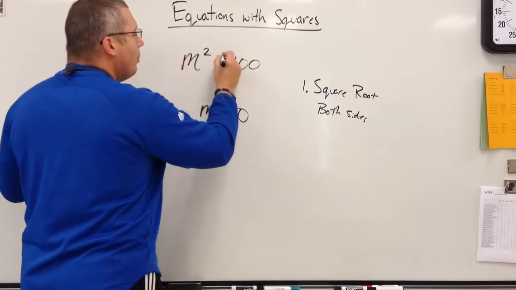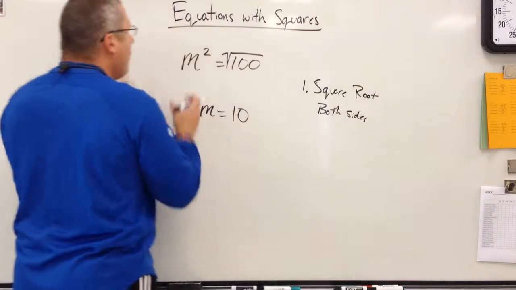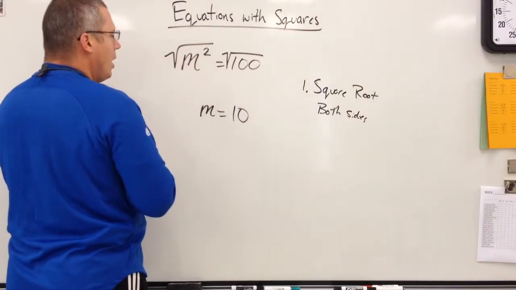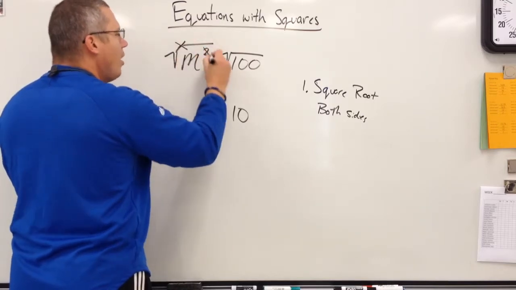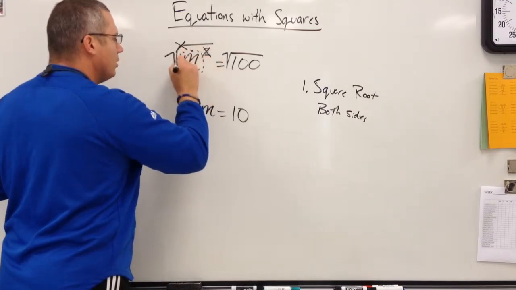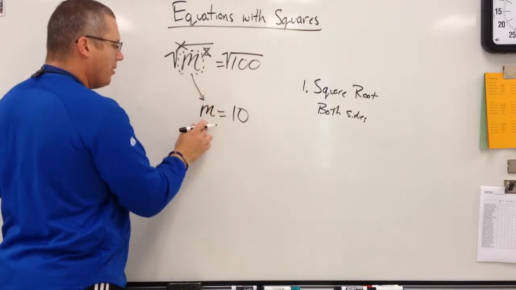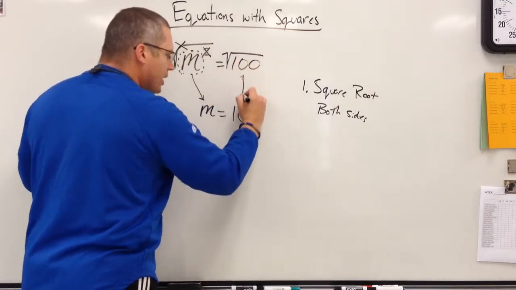So what would the work look like for this? I would put a square root sign over this side, and a square root sign over this side. The square root and the 2 cross each other off. What's the only thing I'm left with over here? The m, and that's what I want. So the m gets rewritten here. If I square root this side and square root this side, the square root of 100 is 10.